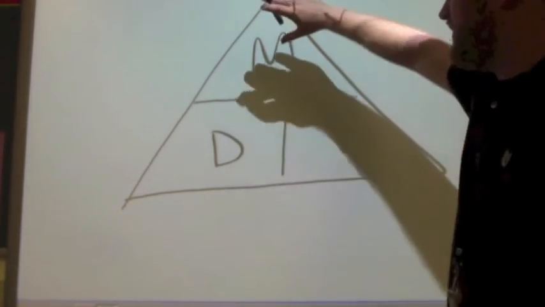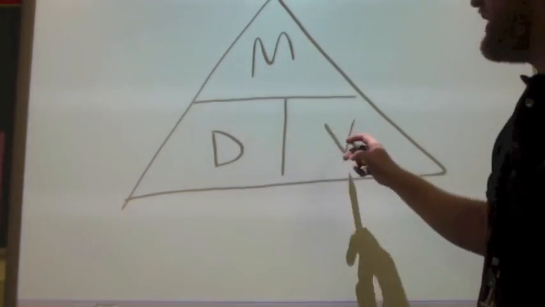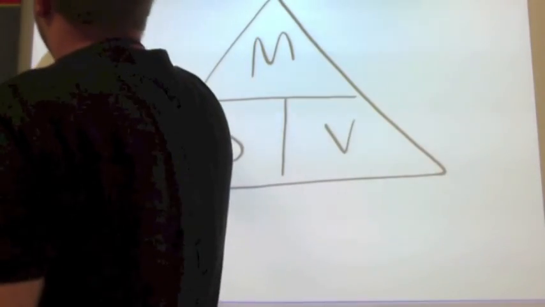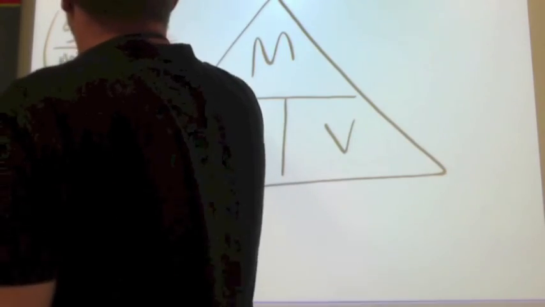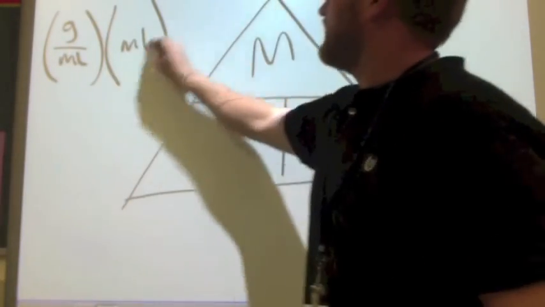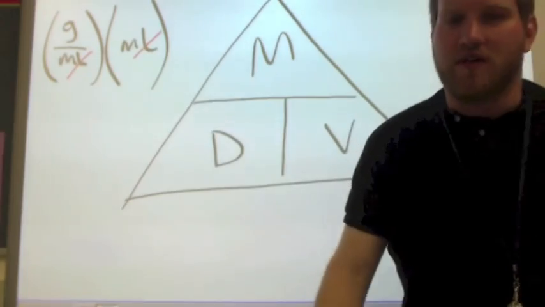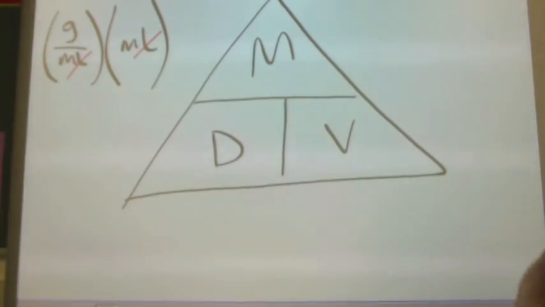So if I'm solving for mass, D times V, density could be something like grams per milliliter, times volume, which is something like milliliters. Look at the units canceling. We're left with grams. That makes sense. If you don't include units, you can easily make a mistake.